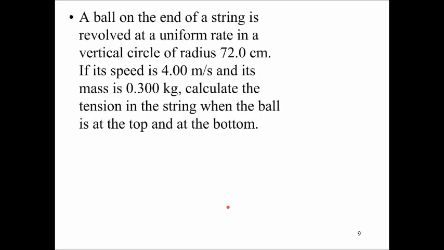So we have a ball on a string, and it's revolved at a uniform rate in a vertical circle. That means it goes up and down with a radius of 72 centimeters. If the speed is 4 meters per second and its mass is 0.3, calculate the tension on the string when the ball is at the top and the bottom. So we'll first look at a picture of that. We are going to calculate the tension on the string at the top. The string is drawn very lightly there, so you can't quite see it.